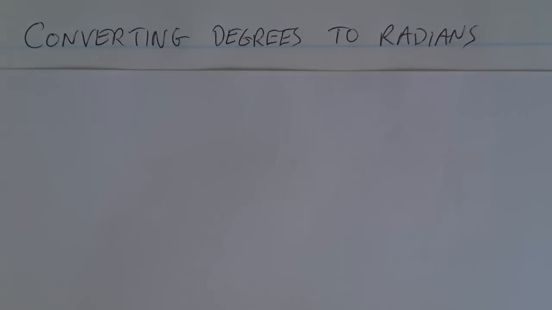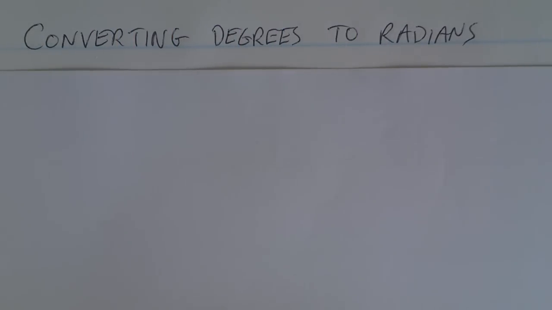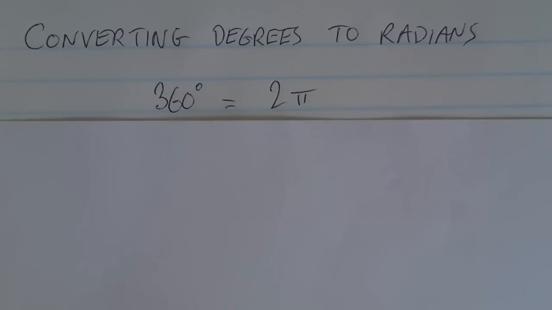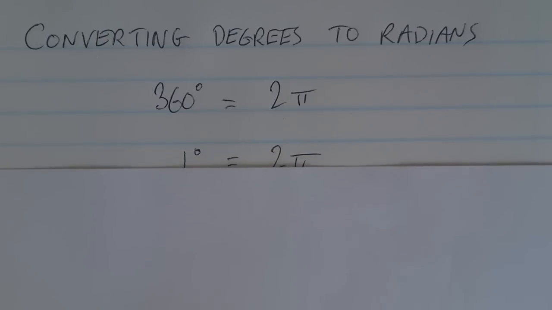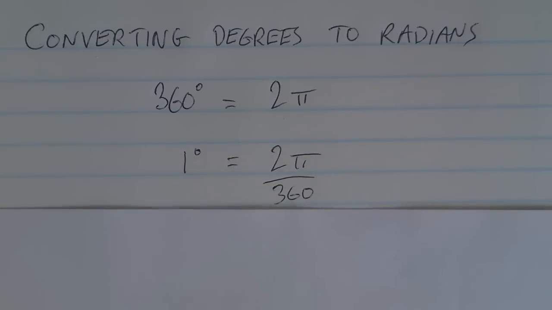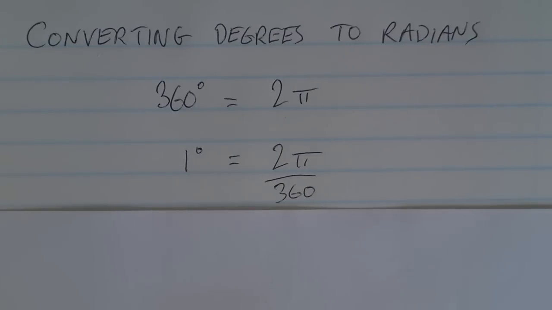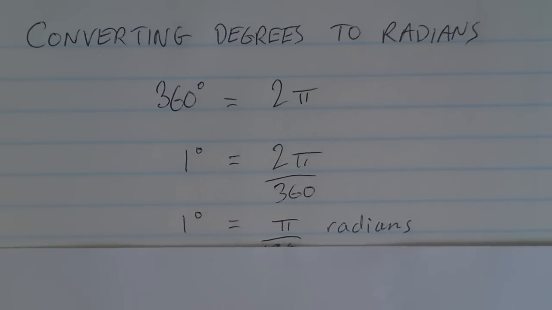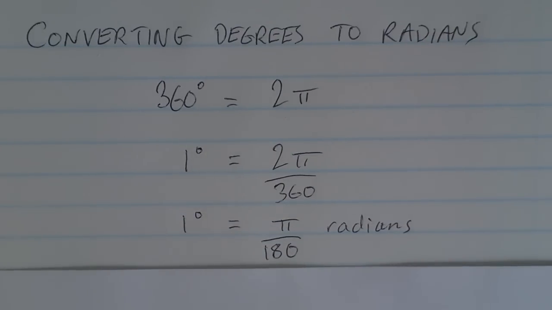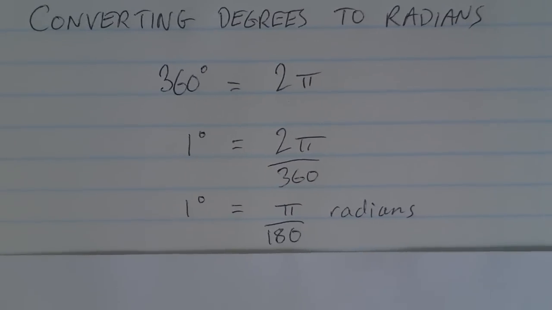Here is just a quick video on converting degrees to radians. Just a reminder then that 360 degrees is equivalent to 2 pi, and therefore, with a little bit of rearranging, we get that 1 degree is 2 pi divided by 360. And simplifying that, we've got 1 degree is pi divided by 180, and that's in radians.